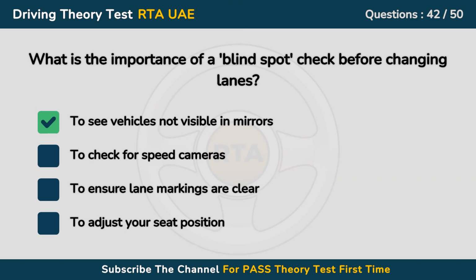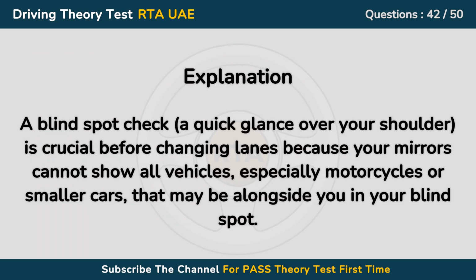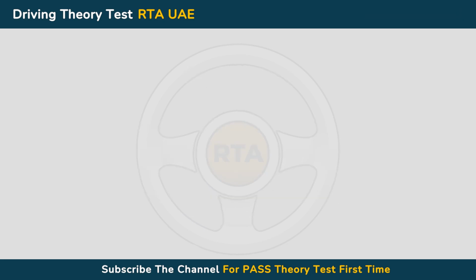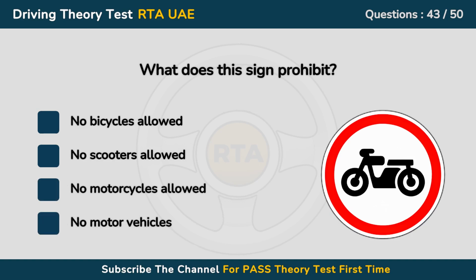Answers is A. To see vehicles not visible in mirrors. A blind spot check, a quick glance over your shoulder, is crucial before changing lanes because your mirrors cannot show all vehicles, especially motorcycles or smaller cars, that may be alongside you in your blind spot. Question 43. What does this sign prohibit?